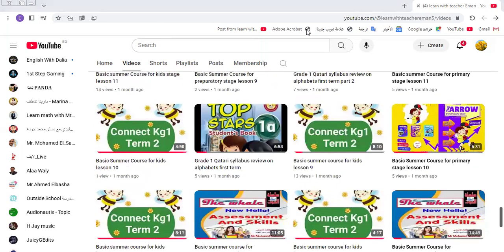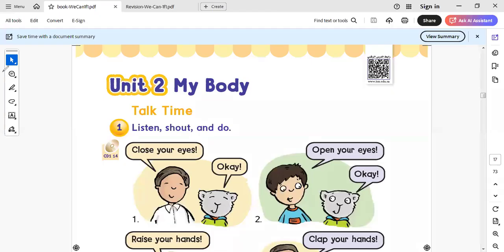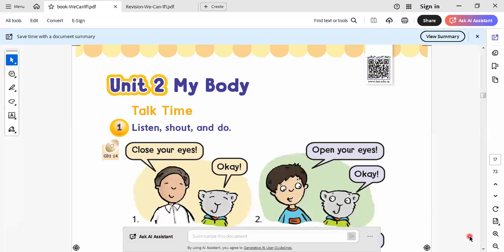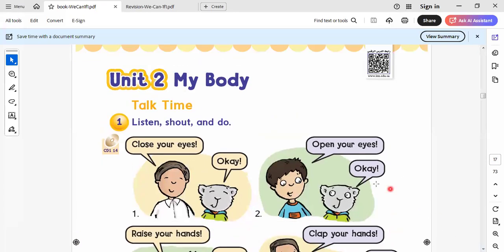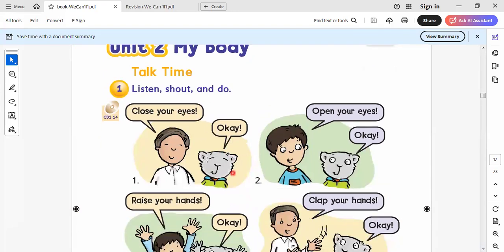Let's go to our unit today. Today we will start unit 2 in your book, grade 1, which is My Body. Let's learn more about this unit. Here we have listen, shout, and do.